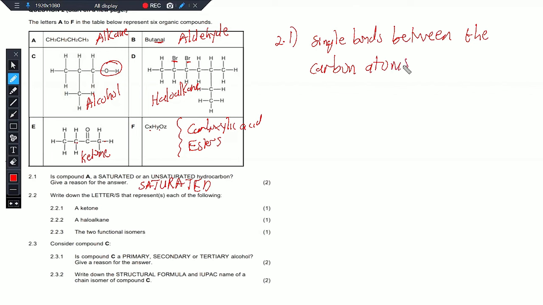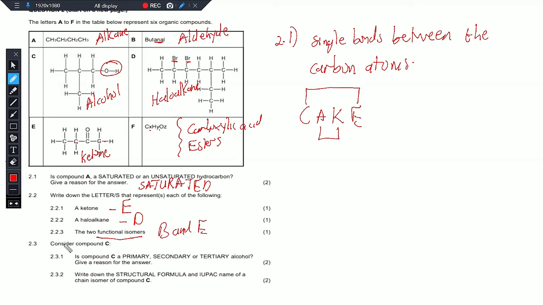Right. And then 2.2 says, write down the letters that represent each of the following. Which one is a ketone? As we can all see, it's E. Which one is a haloalkane? That's definitely D. And then two functional isomers. When it comes to isomers, remember, cake, right? So carboxylic acid, functional isomer to an ester, aldehyde, functional isomer to a ketone. So that means here the two functional isomers would have to be your aldehyde and your ketone. So which is B and E, right?